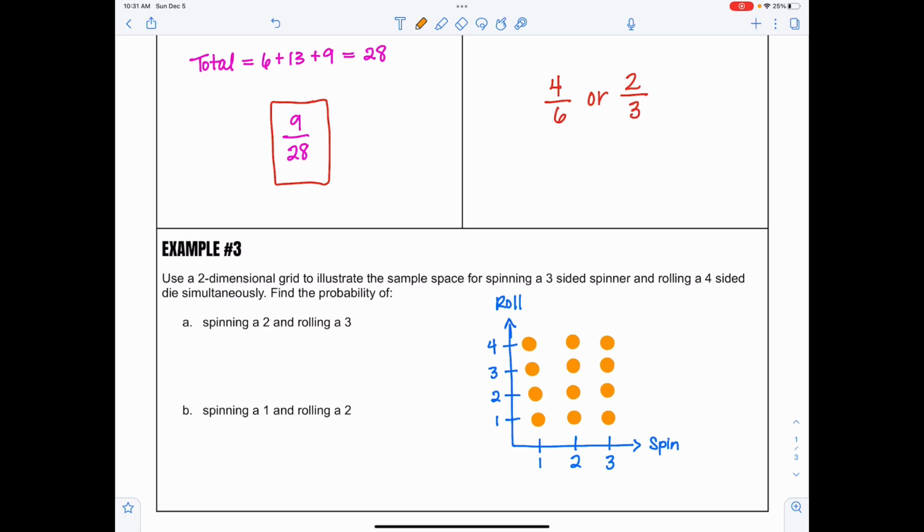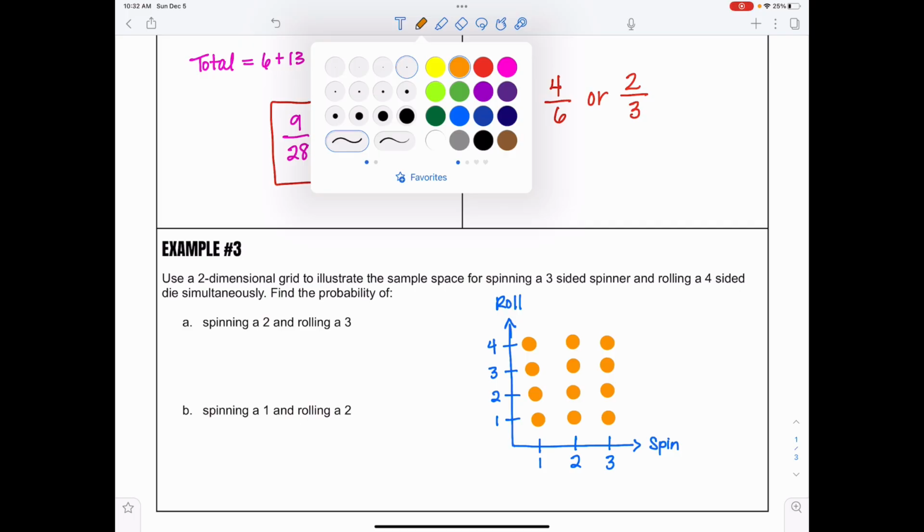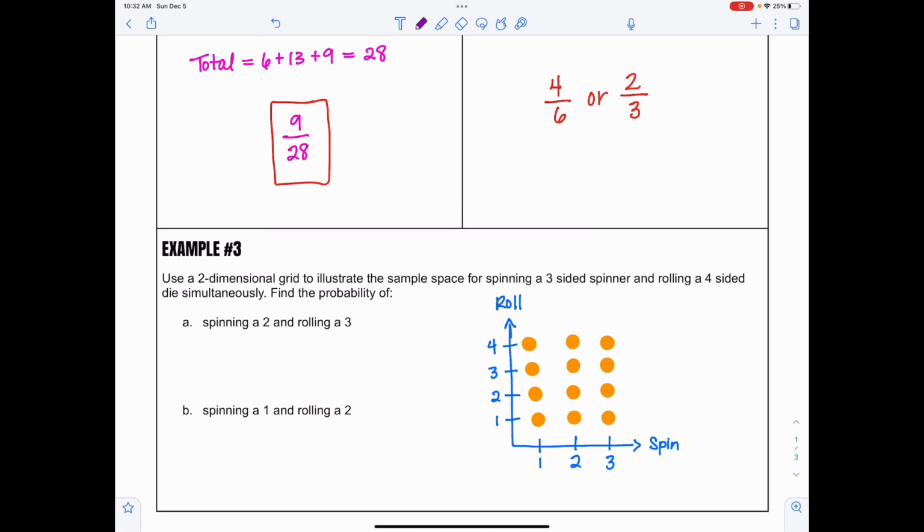All right. So if I were to spin a 2 and roll a 3 at the same time, remember the word simultaneous means at the same exact time. So a spinner in one hand, a die in the other hand, and I'm going to spin and roll at the same time. The probability that I'm going to get a 2 and a 3 on the same spin and roll, so that means spin a 2, roll a 3, there is only one way I can do that. So that would be a probability of 1 out of 12.